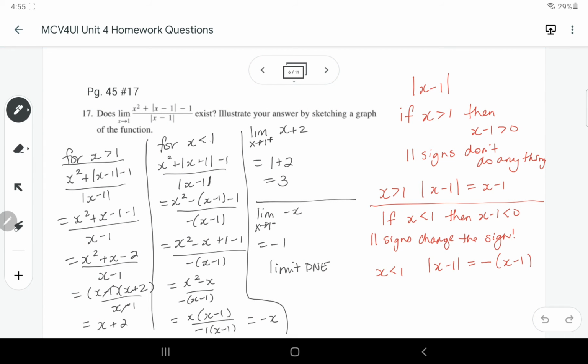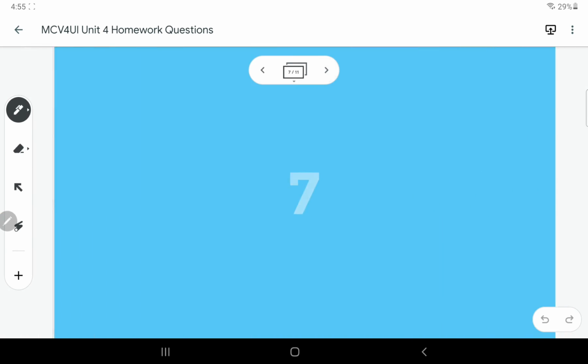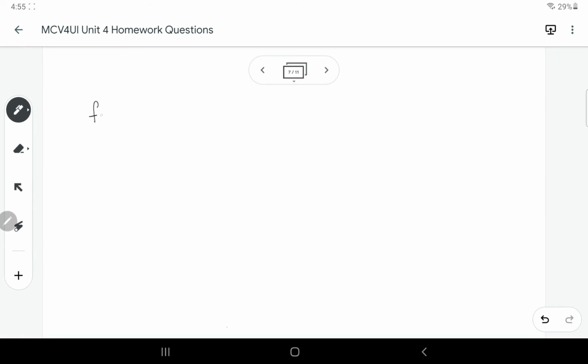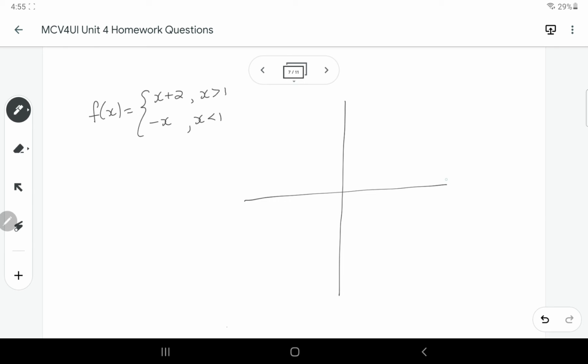So my functions were, from the right, x plus 2, and from the left, negative x. I don't think it was called f of x, but we'll just write it like that. So this is equal to x plus 2 for x greater than 1, and negative x for x less than 1. So that's what the sketch of this would look like.